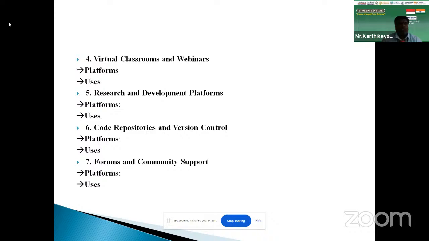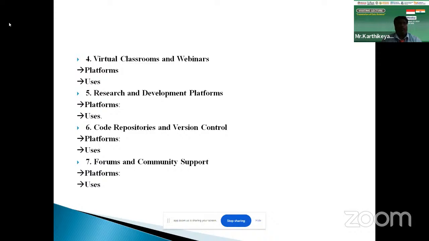The platforms are Zoom, Microsoft Teams, WebEx. These are used to host lectures, seminars, and question and answer sessions on distributed computing topics. These tools allow for real-time interaction between the instructor and the students, making it easier to explain complex distributed system concepts. And next one, research and development platform.